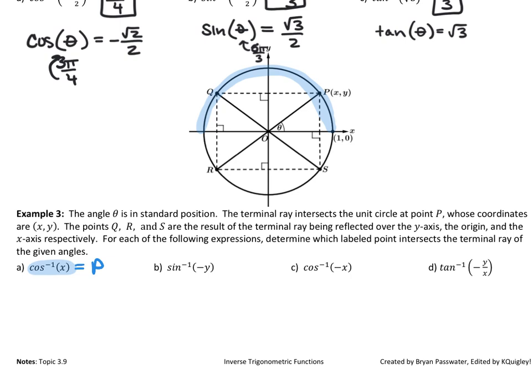For coordinate point Q, since that's just the reflection of P across the y-axis, that just means we've made the x negative, and the y stays the same. It's on the same level as P, but flipped over to the negative x version. R, since it's rotated about the origin, means that it's the negative x and negative y version of P. And S is the positive x but negative y version of P. So since I asked in this first question, what is inverse cosine of x? Well, x appears here, which is at point P.